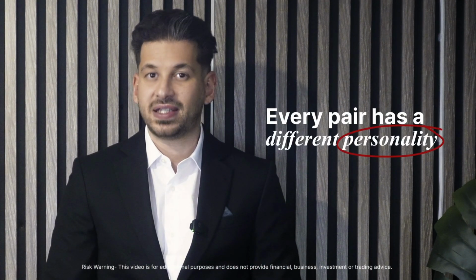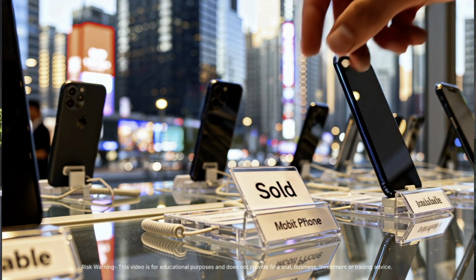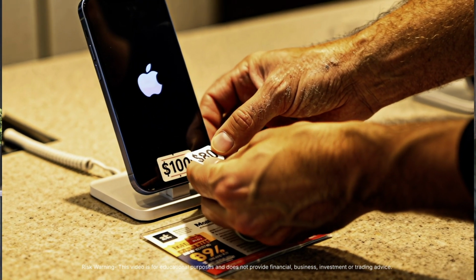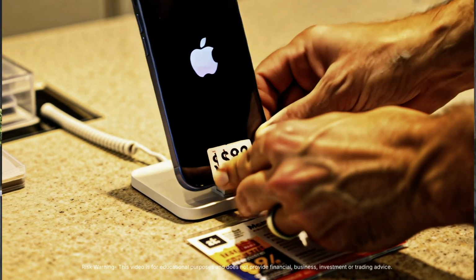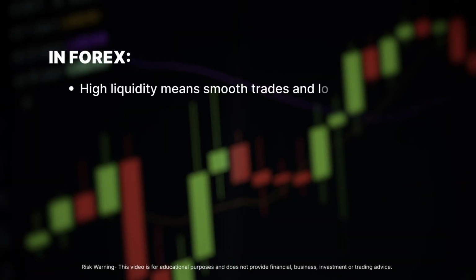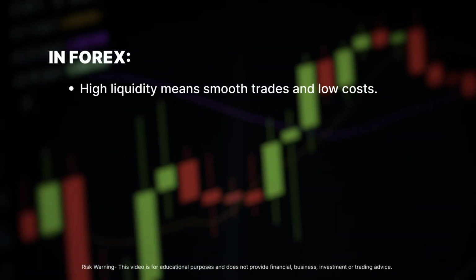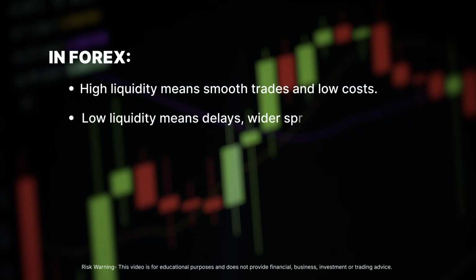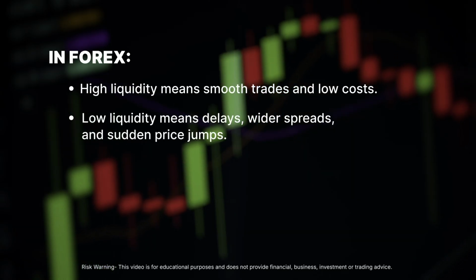Every pair has a different personality. Think about selling an old phone. In a big city, you'll sell it fast. In a small town, it might take weeks, and you may have to lower the price. That's liquidity. In Forex, high liquidity means smooth trades and low costs. Low liquidity means delays, wider spreads, and sudden price jumps. And this is exactly why currency pairs are grouped into major, minor, and exotic.